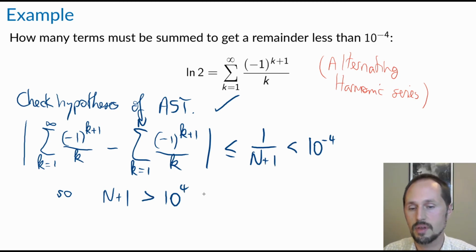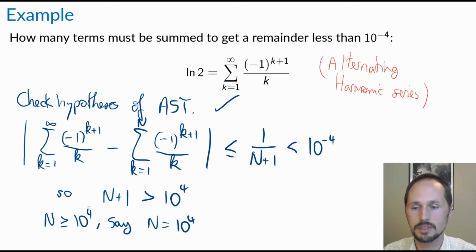That gives us that we can take N to be greater than or equal to 10 to the 4. So let's say N equals 10 to the 4. That's what we need, and it answers how many terms must be summed. Normally people mean the smallest number we can take. So 10 to the 4th does the job.